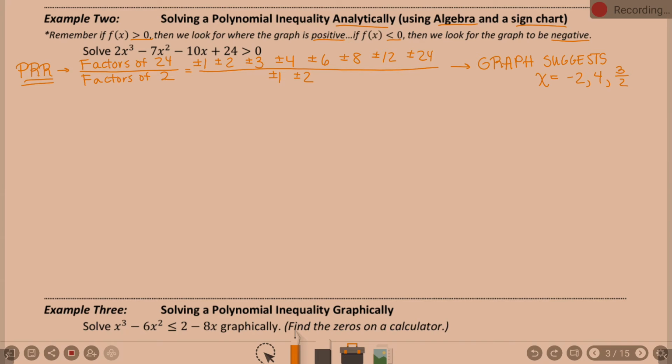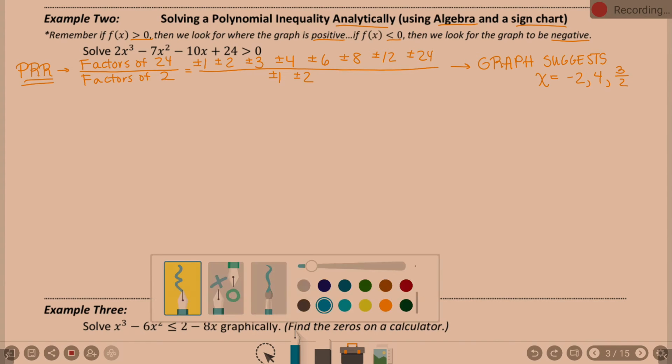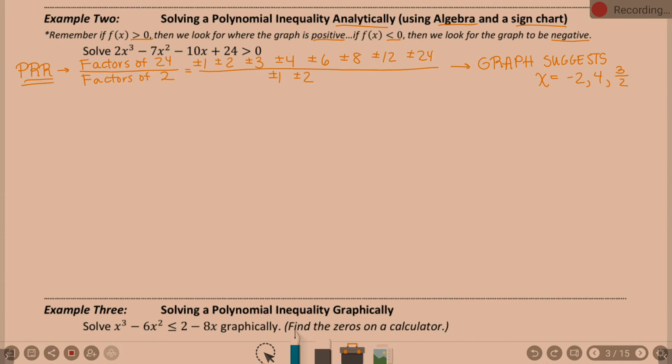So how do we figure out what works here? What do we do with them now that we think they're going to work? Synthetic division. Synthetic division is what allows us to factor this down. Since this isn't factorable by our normal, easier methods, synthetic division is going to factor. So let's take the first suggestion. The first suggestion was -2. Put -2 in your box for synthetic division. Numbers next to it are going to include 2, -7, -10, and 24.